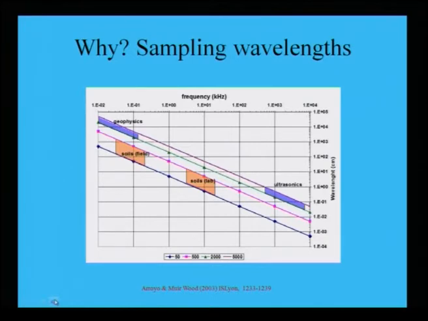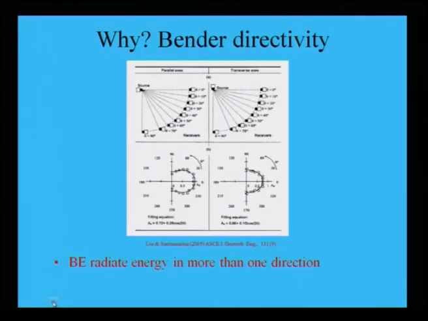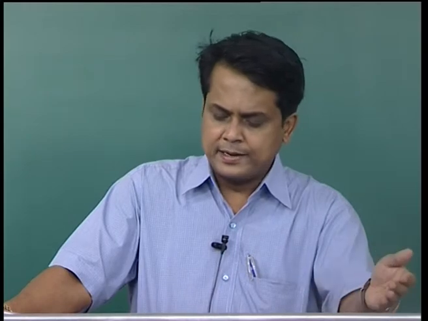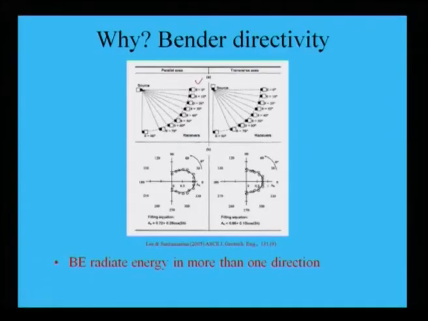If you look at the sample size, look at here, frequency versus wavelength. My soil lab is lying here, and soil in the field is lying here. So, Bender directivity, why Bender directivity? BE radiates energy in more than one direction. That means the Bender element in the source radiates energy; it cannot travel in one direction, it will radiate in more than one direction.